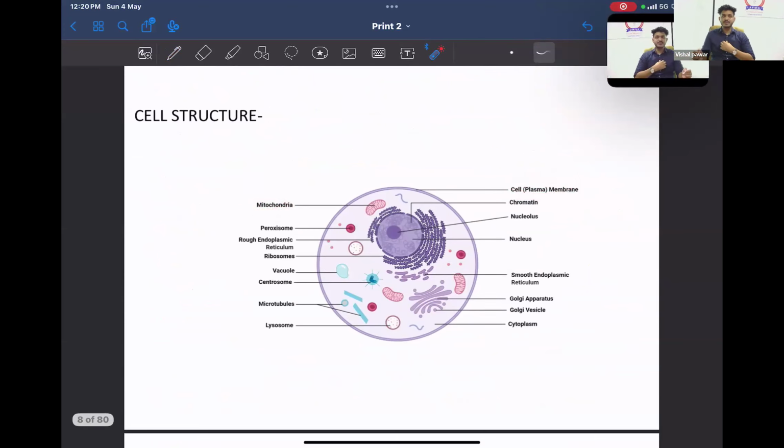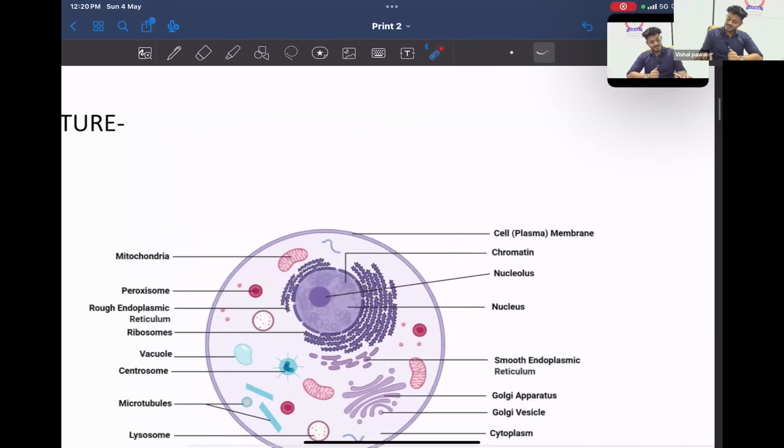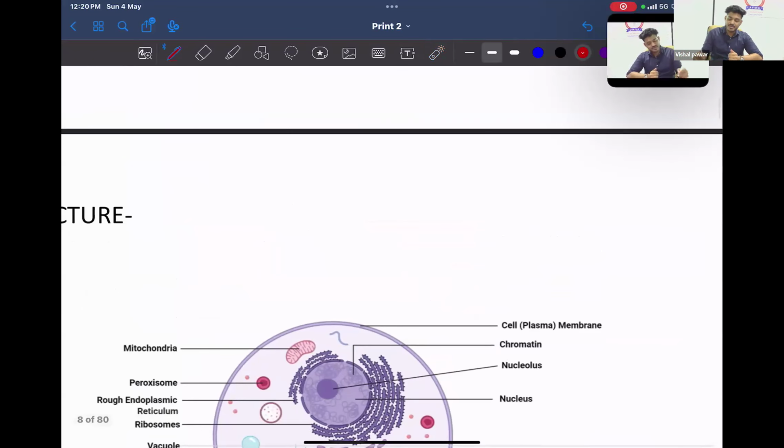Do we have plasma membrane? Do we have cell wall? Cell wall is there, right? So what is the thing we are having? Yes or no? Yes, sir. If I'm wrong, I'm wrong, right? Yes or no? Very good. Cell membrane is there.